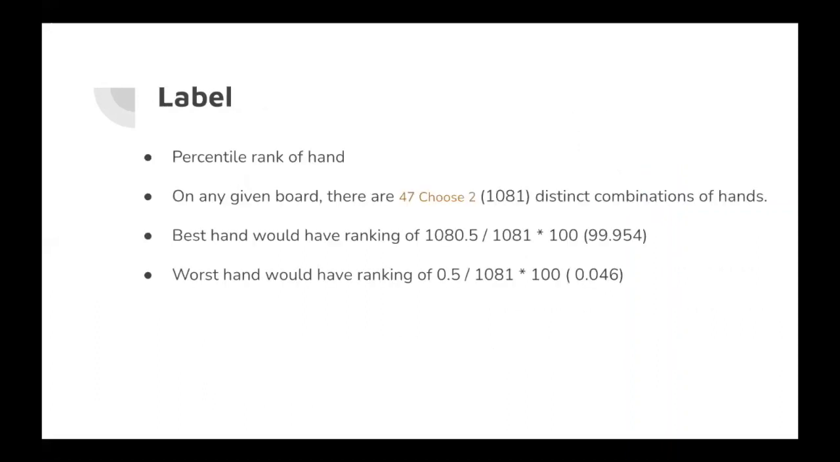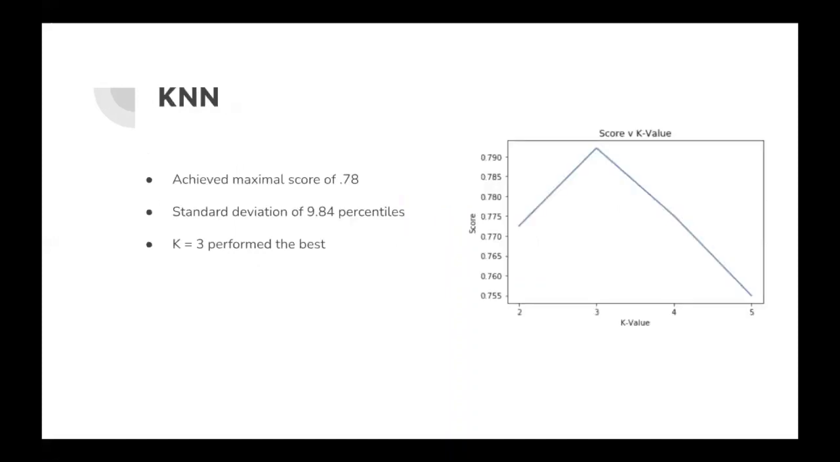So for our labels, we started with just the raw ranking 1 to 1,081, because that's how many hands there are on a given board. And then we ended up normalizing it to be 1 to 100, so it's now a percentile. We used KNN as our main classifier, as this was the most accurate classifier that we saw. We achieved an R-squared score of 0.78 and a standard deviation of 9.84, and we noticed that 3 nearest neighbors performed the best. This is far better than any other classifier that we used.